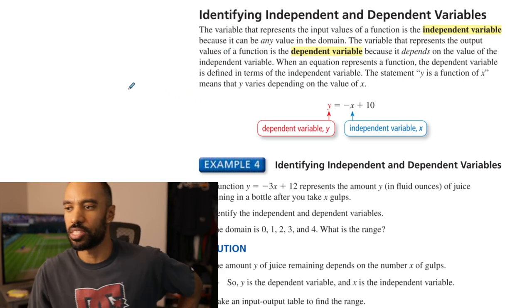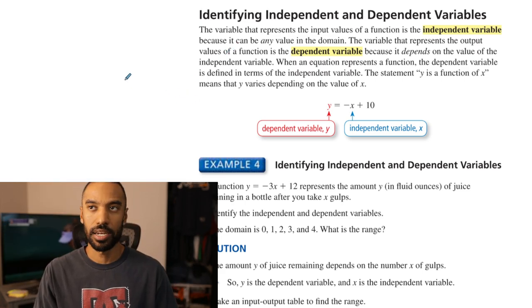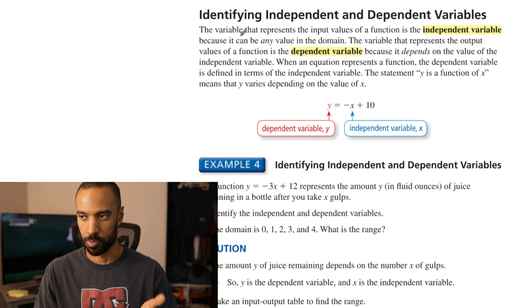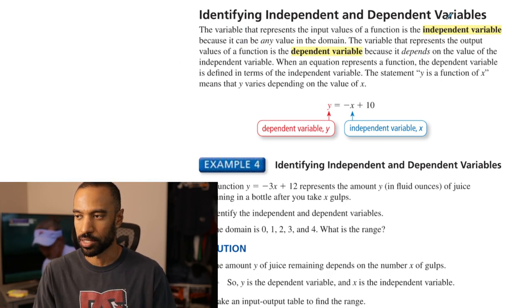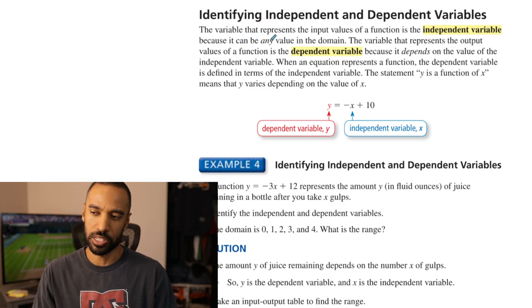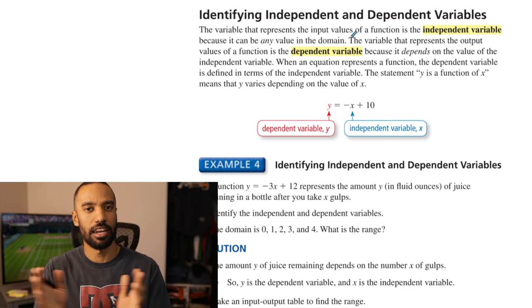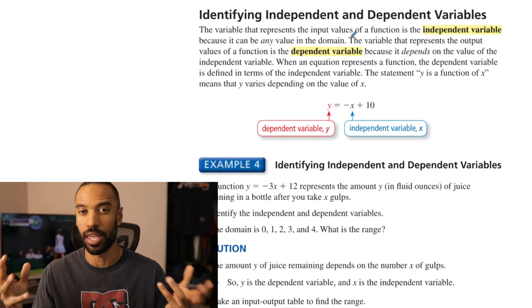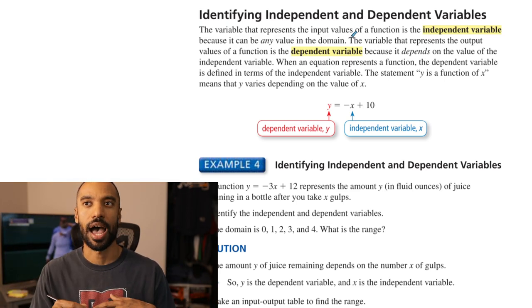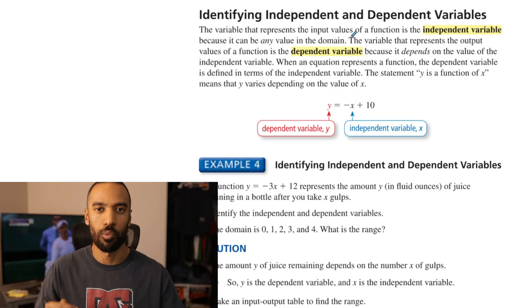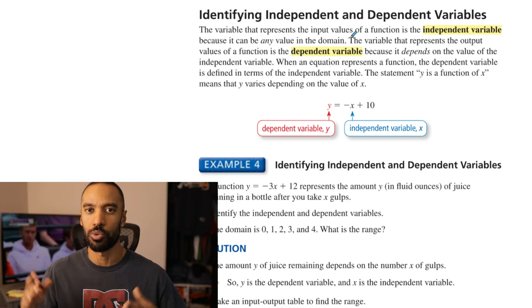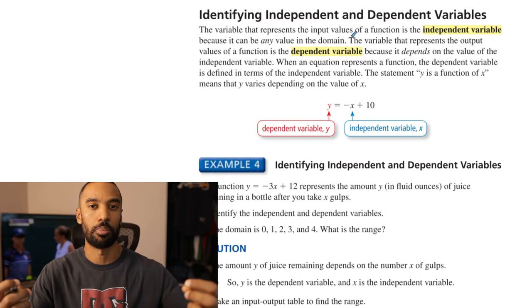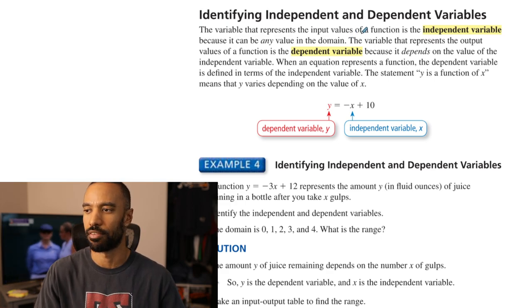The variable that represents the input values, x, and it doesn't always literally have to be x, but when you think input, you think x. That's the independent variable because it can be any value in the domain. That kind of means that you can choose to substitute values for x. When you hear the word independent, you're thinking, I have free will. I can be whatever I want for this situation, and I'm going to make things happen to my output. I can't have an output without an input, that kind of thing.